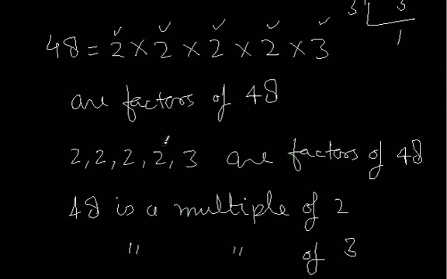So this is a very fine difference. The small numbers are the factors of 48, whereas this bigger number 48 is a multiple of 2, 2, 2, 2, 3 and different products also. So this is the difference that you have to remember. Do not forget, factors and multiples are very different things.